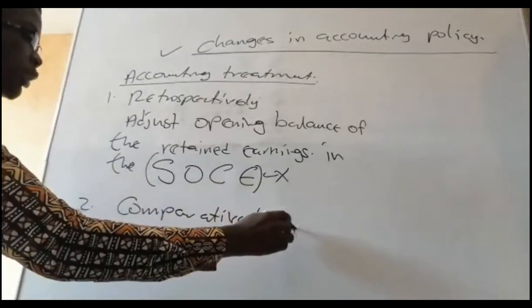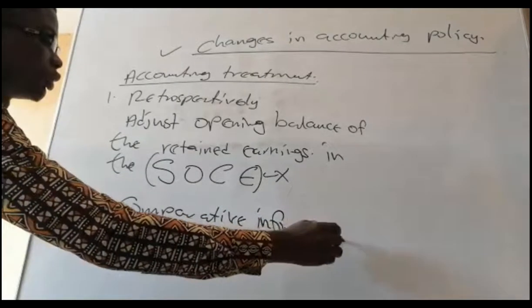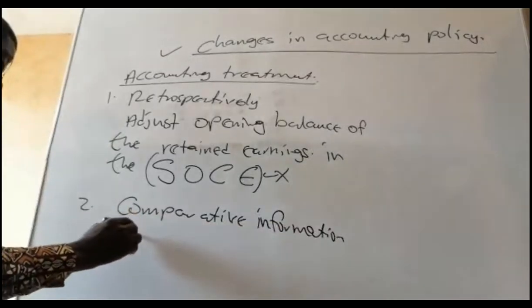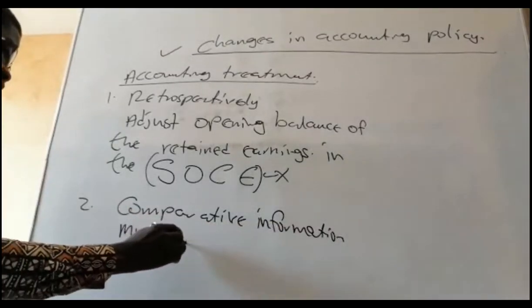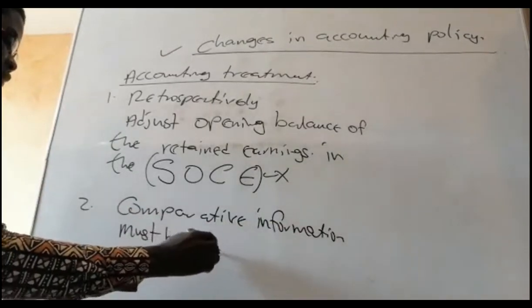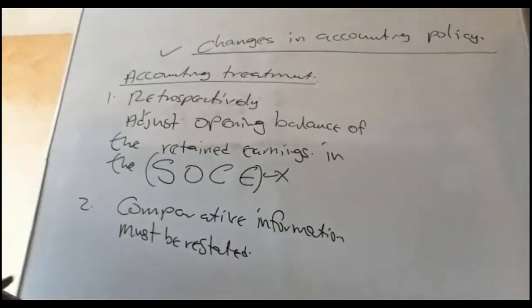Comparative information must be restated. Now, what do you mean by comparative information? The issue is this. Because we have changed the accounting policy, the current year you won't have an issue, but the previous year.